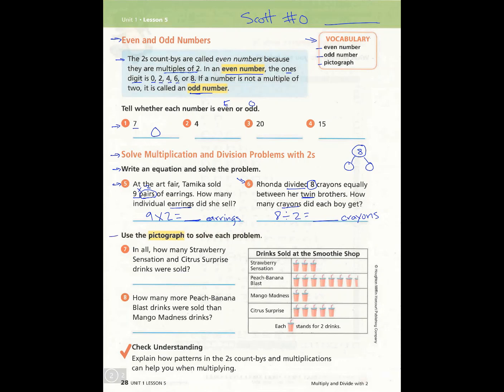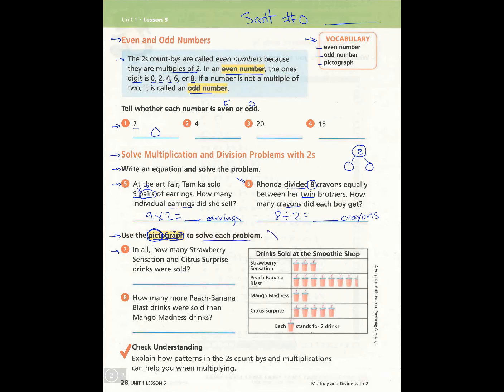Okay, so now this bottom section, we're going to use a pictograph. You might see the word picture in there, right? We're going to picture and graph. We're going to use a graph that's made out of pictures to solve each problem. So let's look at number 7. Okay, so I'm going to read the problem. It says, in all, how many strawberry sensation and citrus surprise drinks were sold?